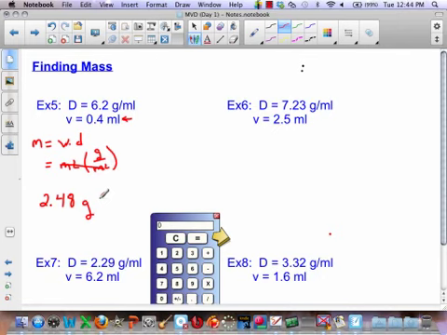Okay, so it's one of the ways to actually know if you're on the right track, that I set my formula correctly. Because you should end up with grams or milligrams or something like that for your mass. You should not end up with milliliters for your mass.